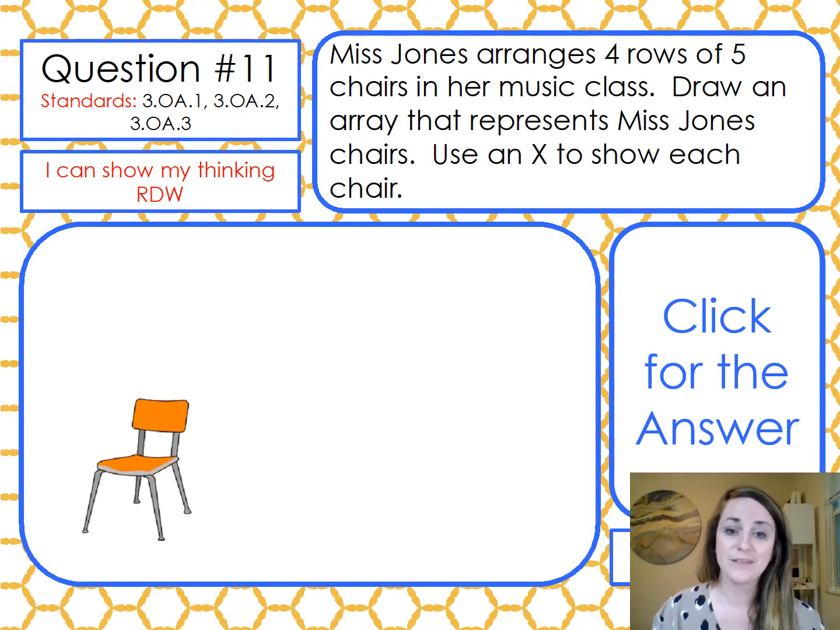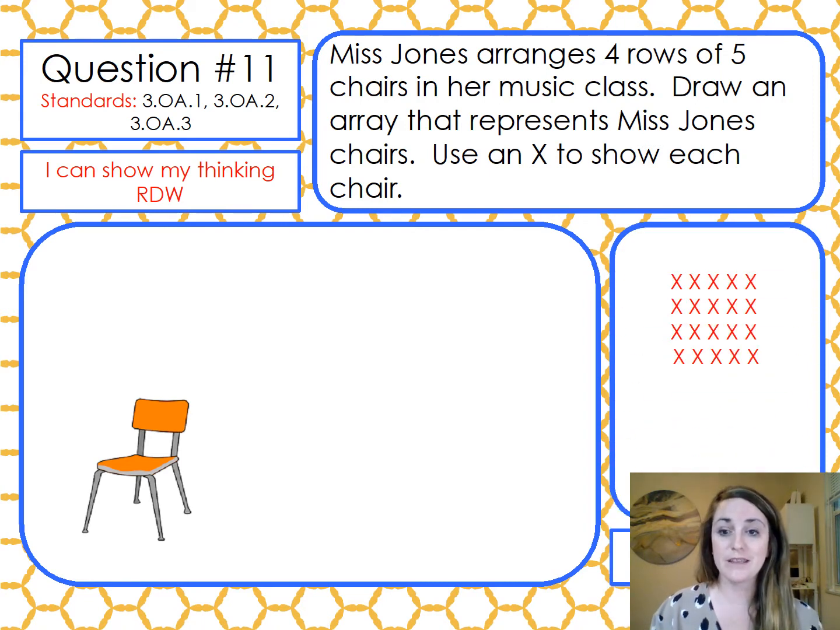Question 11. Miss Jones arranges 4 rows of 5 chairs in her music class. Let's draw an array that represents Miss Jones' chairs. Use an X to show each chair. We see 4 rows of 5. We used an X to show each chair.